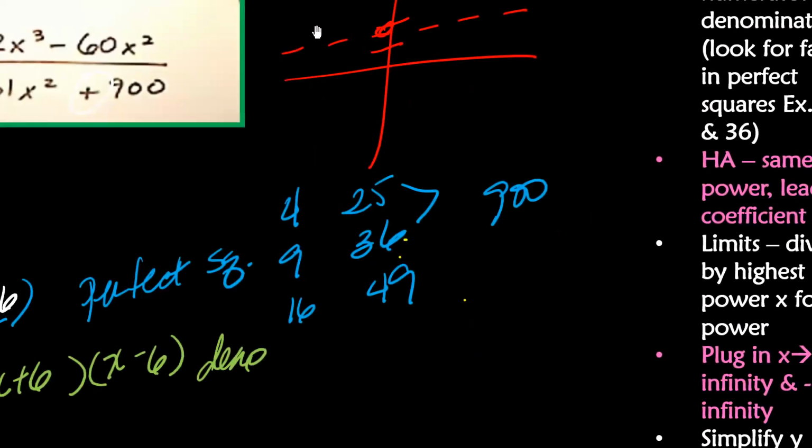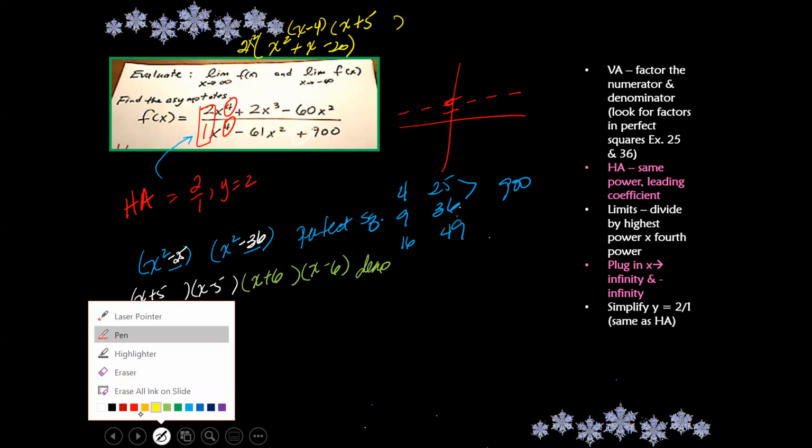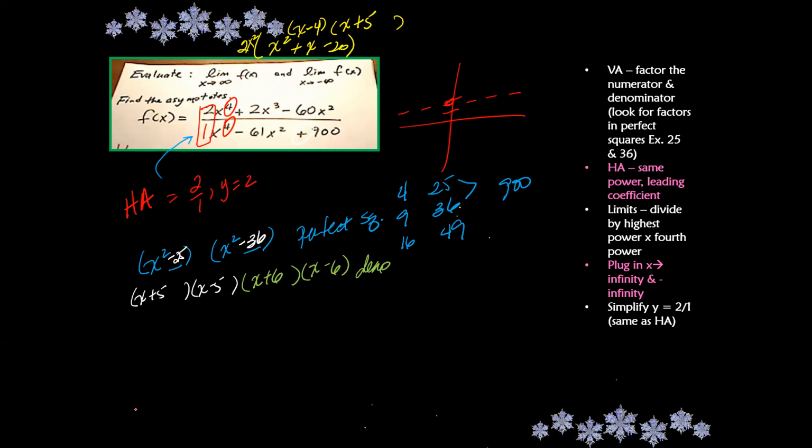And you have x minus 4, x plus 5. So then what you're going to do is compare the numerator to the denominator. Is there anything that I can cancel? And yes, I can actually cancel an x plus 5. So that is gone. And then is there anything else that I can cancel?